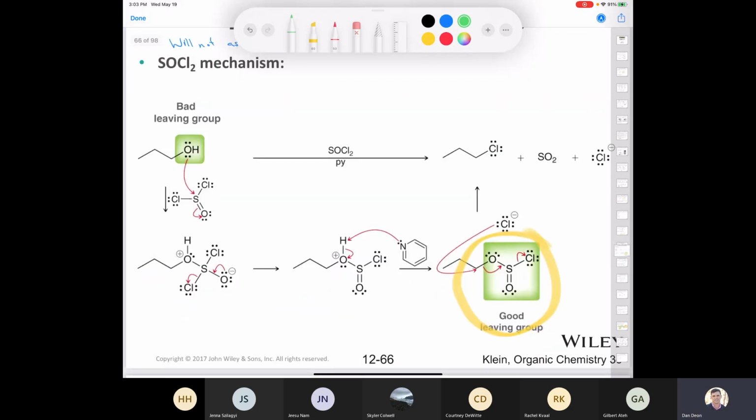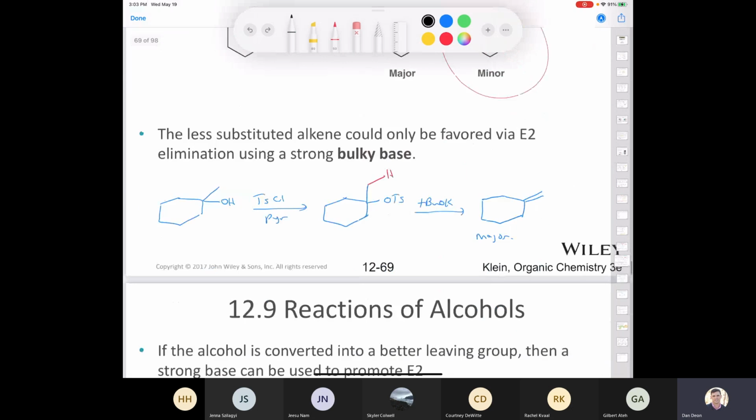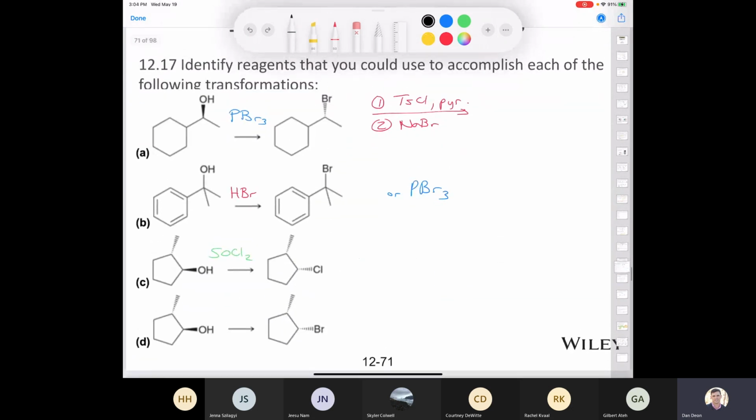If you go back to the mechanism where we saw the thionyl chloride reaction to convert the alcohol into the alkyl chloride, after you've converted it into a good leaving group, what happens? This step here is an SN2 reaction, right? You have the nucleophilic attack here, and then you lose all this spinach at the same time, the sulfur dioxide and the chloride. So that's an SN2, so that would occur with inversion of configuration. So thionyl chloride would be one option.